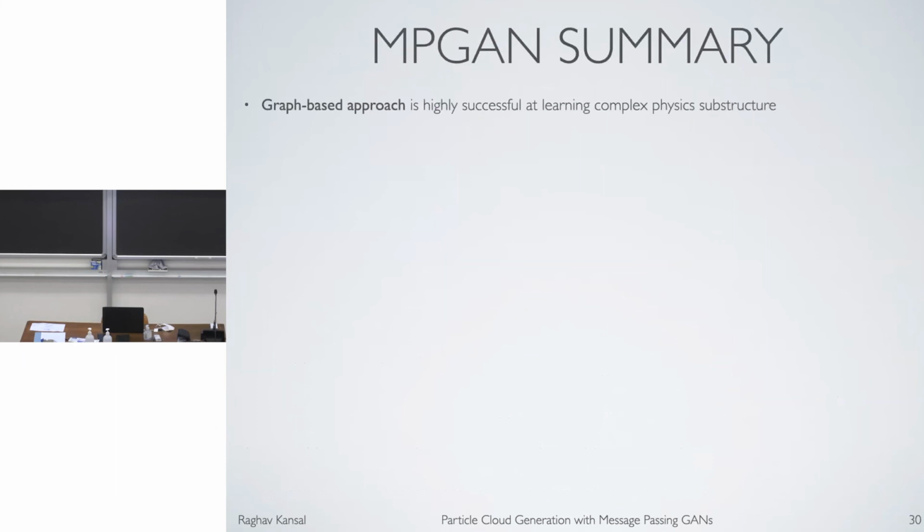All right, so just to summarize, our graph-based approach is very successful at learning the complex physics substructure. This discriminator is very annoying to train with, GANs in general are, but we find that having this graph-based discriminator loss is actually very crucial to learn the particle correlations. We can see in ablation studies and a bit in the previous slides as well that we need a discriminator which looks at the full correlations and is able to learn the jet mass and these kinds of high-level features, to tell the generator to learn them as well.